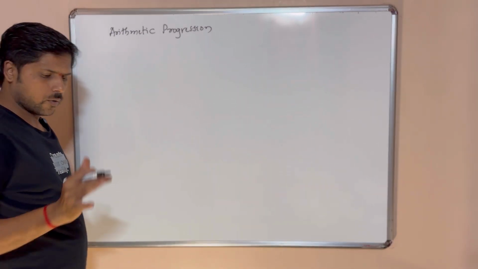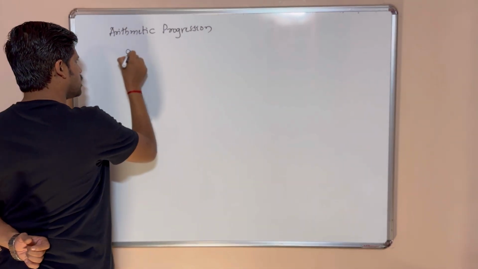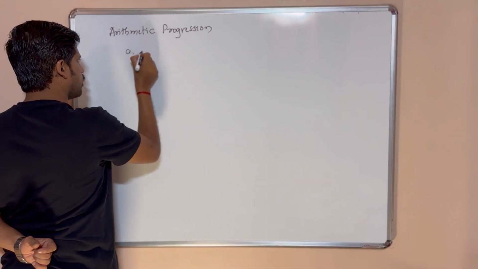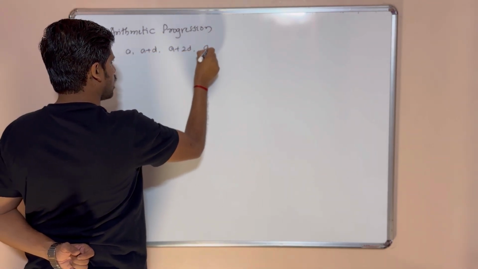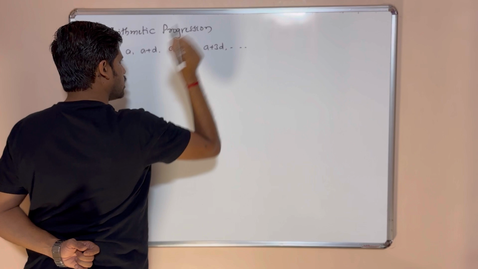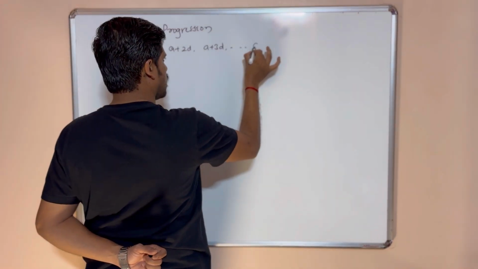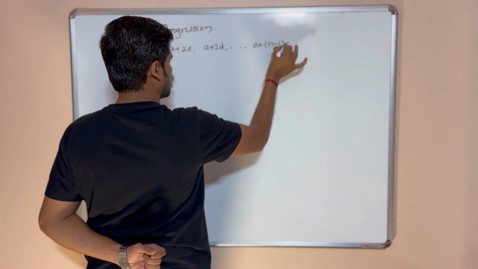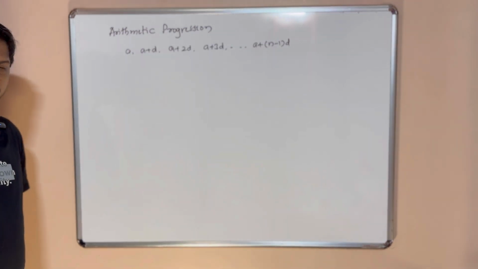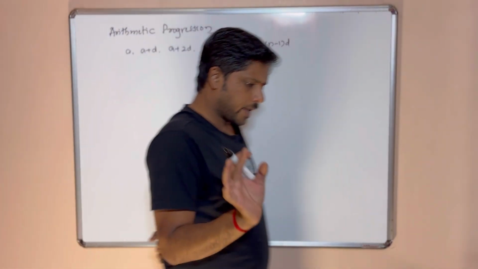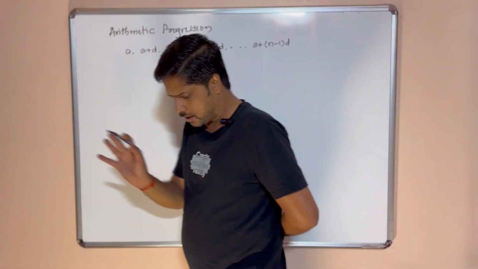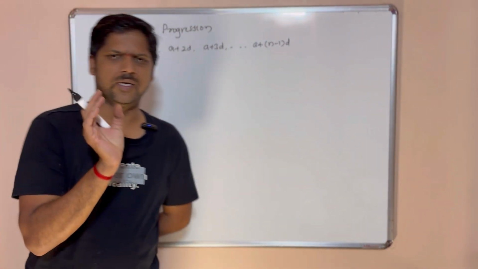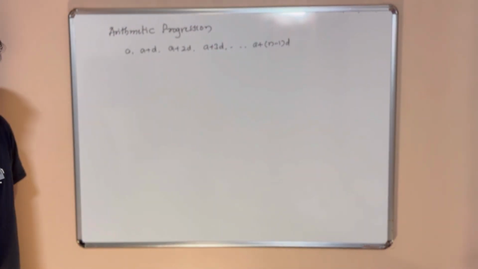Arithmetic progression. What is arithmetic progression? First I will consider some numbers: a, a plus d, a plus 2d, a plus 3d, and so on, and last term a plus n minus 1 into d. So it is only for exam purpose. Okay, here I am going to start directly the formulas and some basics of arithmetic progression.